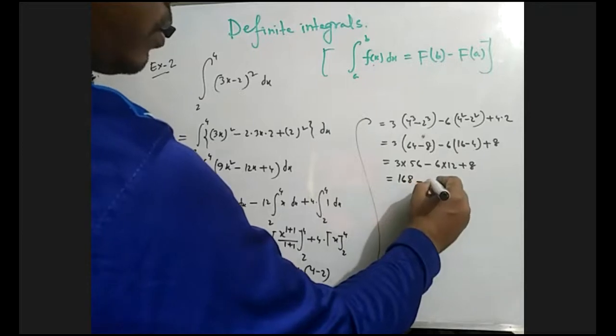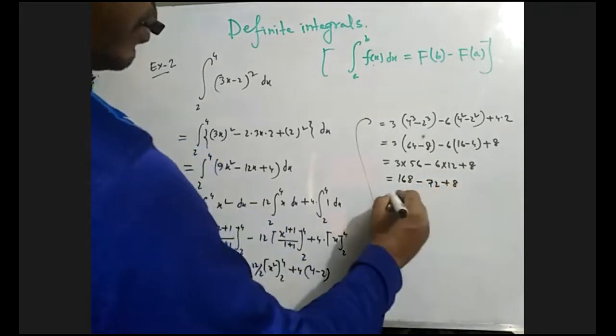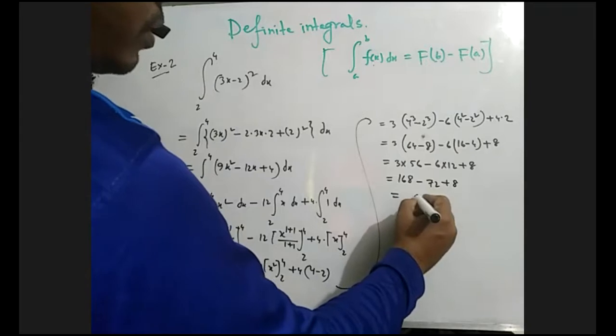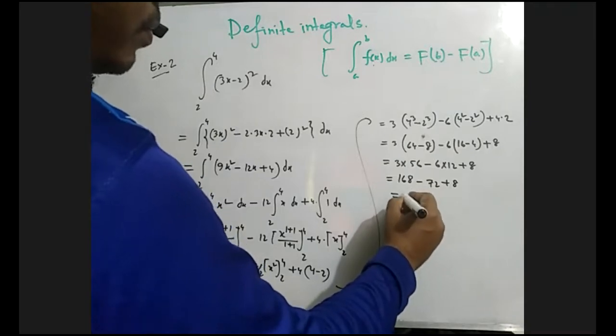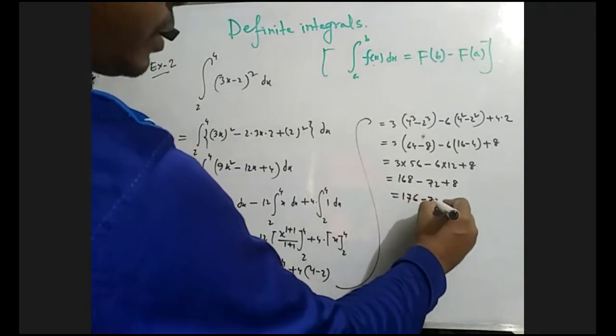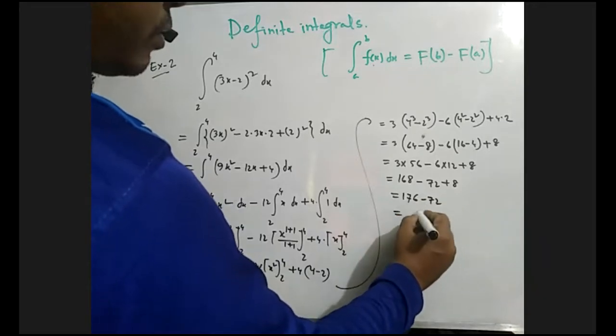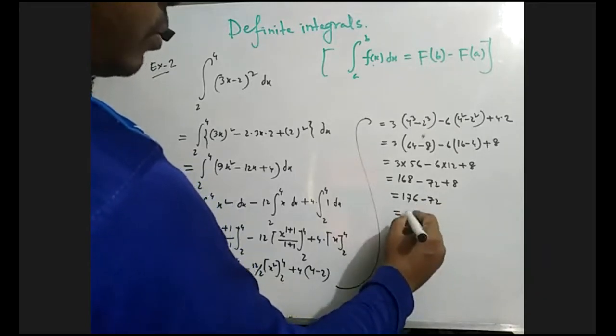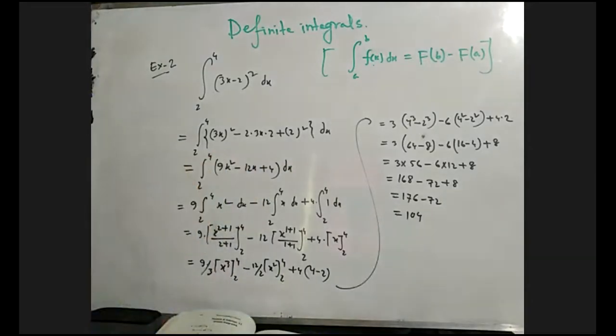168 plus 8, minus 72. That means 104 is the result. Very easy integration.